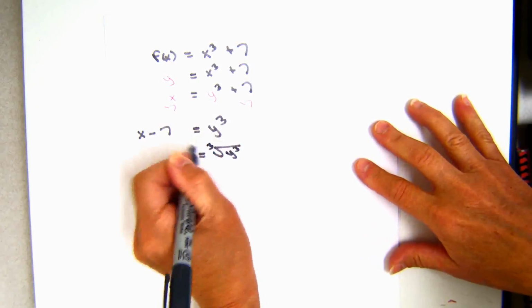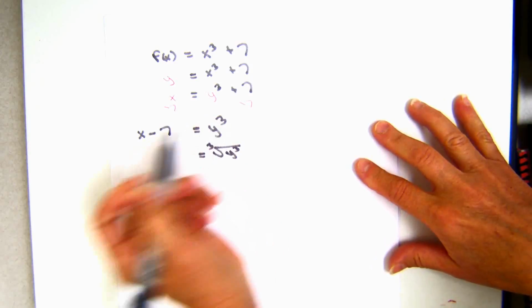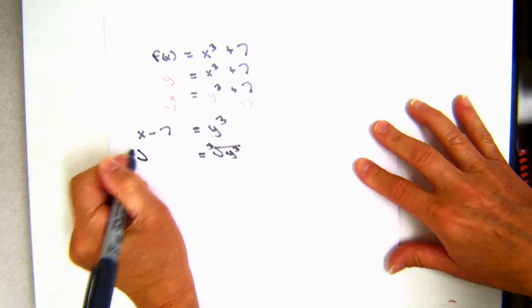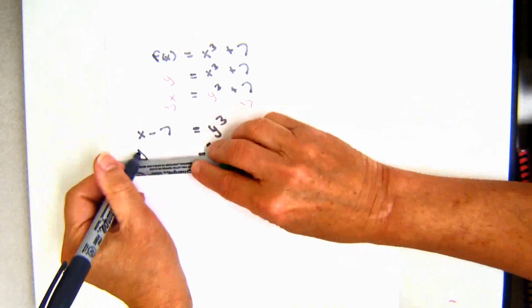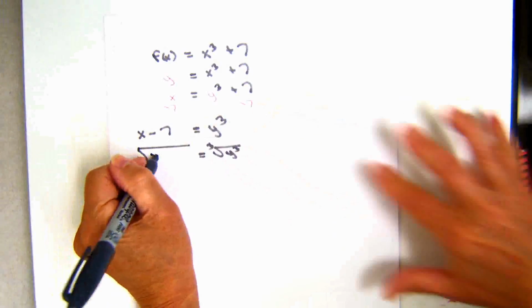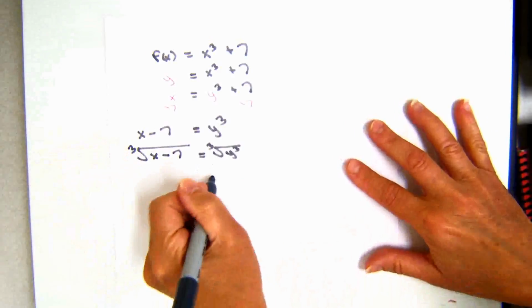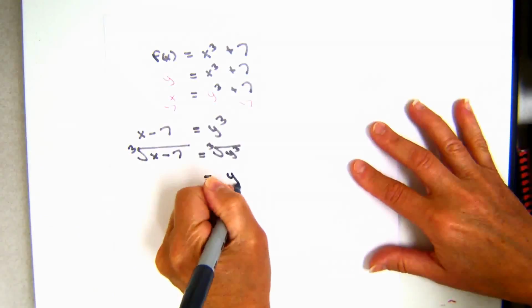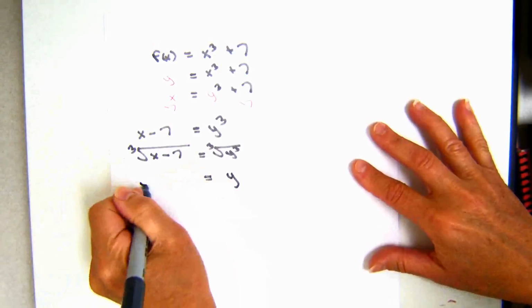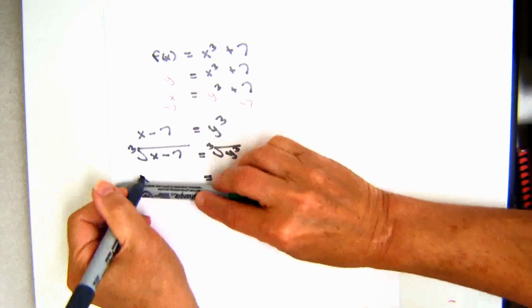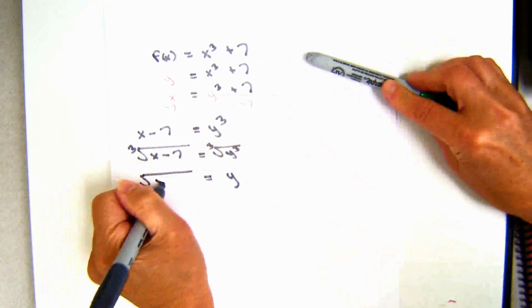And why do we take the cube root? Because we want to solve for y. So we take the cube root of this side, and then don't forget the cube root of the other side. So taking the cube root of this side, that's x minus 7. Then y comes out, and what do we get? We get the cube root of x minus 7.